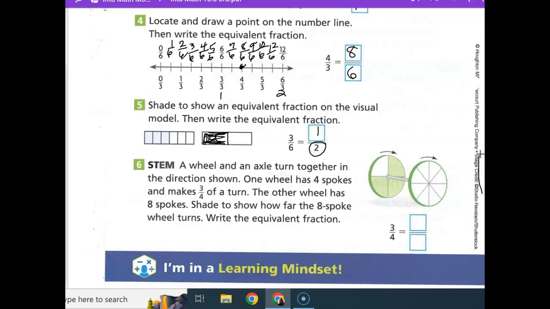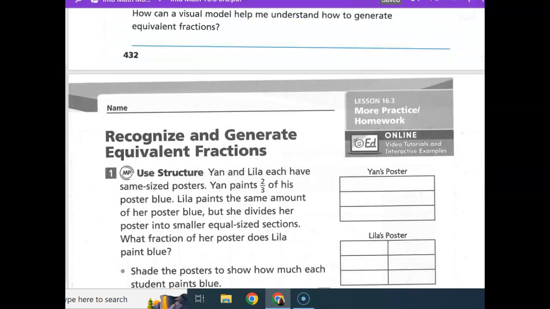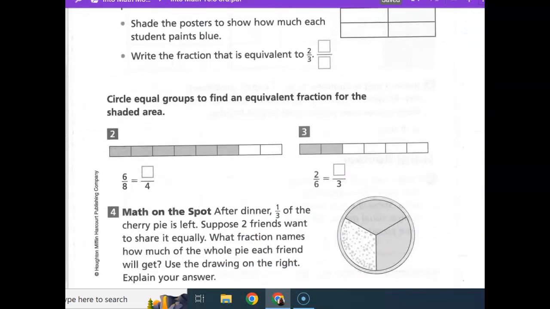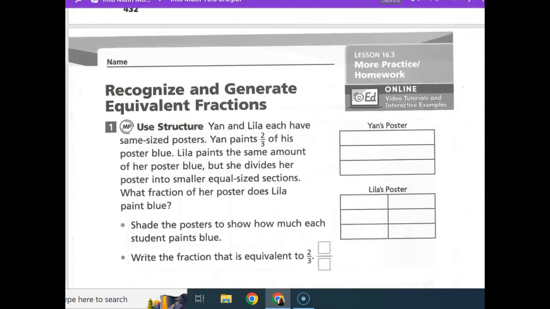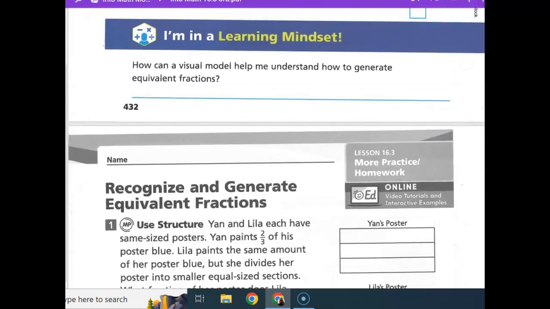You can go ahead and work on the stem. Okay? And I think the homework looks like you should be able to complete that on your own.